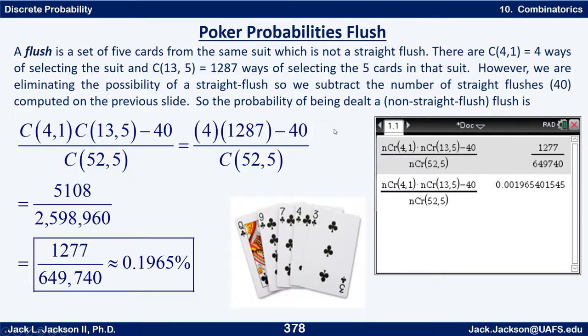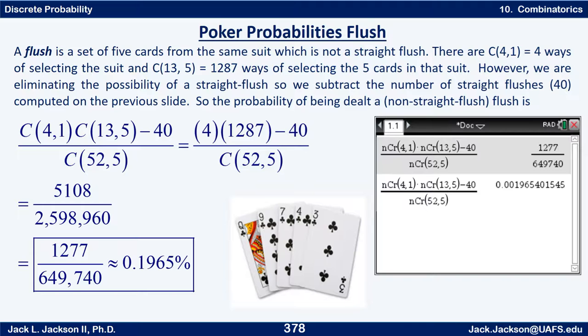Now a flush that's not a straight flush, we'll just call it a flush. So that's 5 cards of the same suit, which are not a straight flush. And so there, you have to first pick the suit. So there are 4 ways of doing that. And then once you've picked that, then you pick any 5 cards in that suit. So there's 13 to choose from. So that's 13 choose 5.